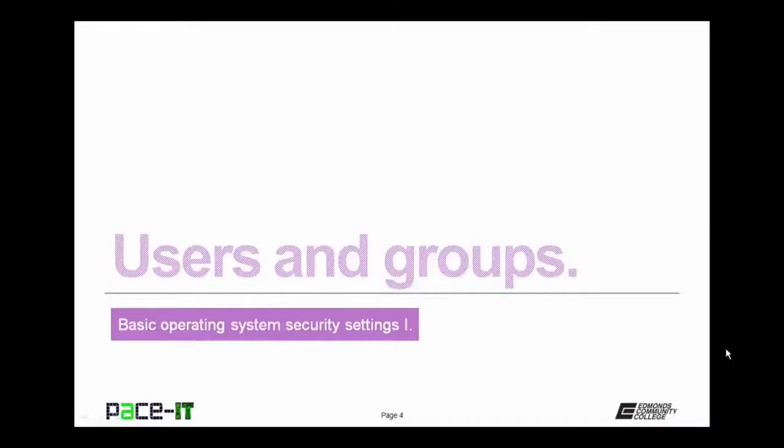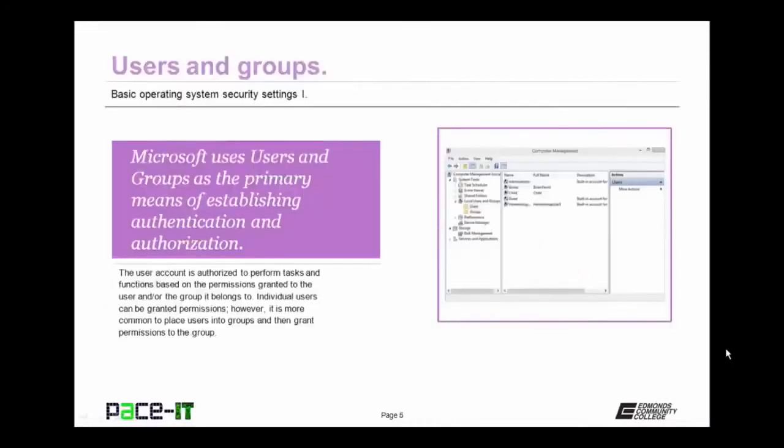We begin by talking about users and groups. Now, Microsoft uses users and group settings as the primary form of authentication and authorization. The user is authorized to perform tasks and functions based on the permissions that are granted through the users and group settings. Individual users can be granted permissions, but it is much more common to place users into groups and then grant the group permission. It's a whole lot easier to manage that way than to manage each individual user.